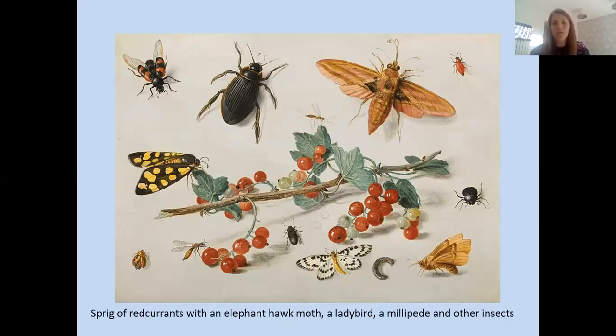Here is one of his paintings, and you can find this in the National Gallery. It's called Sprig of Red Currants with an Elephant Hawk Moth, a Ladybird, a Millipede and Other Insects. I thought this would be a good artist to have a look at because our topic this term is called Wriggle and Crawl, and obviously all of these things in this painting, or most of them, wriggle and crawl. So I want you to pause the video now and look at the painting, at the colours he uses, at the shade he uses, and at how he's created this painting.